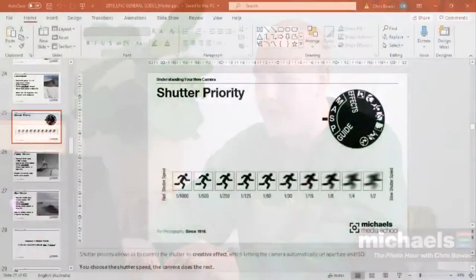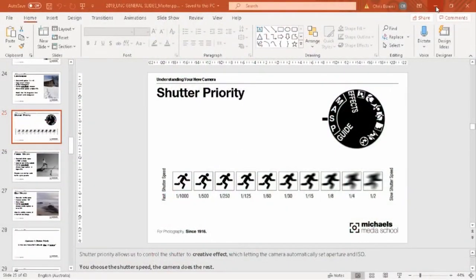But see if you can find the point where you go from fractions of a second to full seconds, because that's an important one to know. We'll be talking a lot about full seconds, particularly when we talk about landscape photography, because that allows us to get a certain sort of effect. All right, let's jump back over to my display now and we'll have a look at some pictures here.